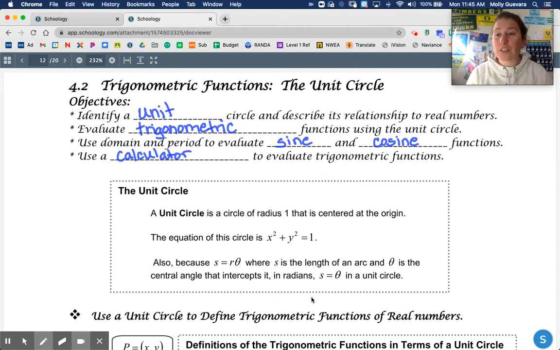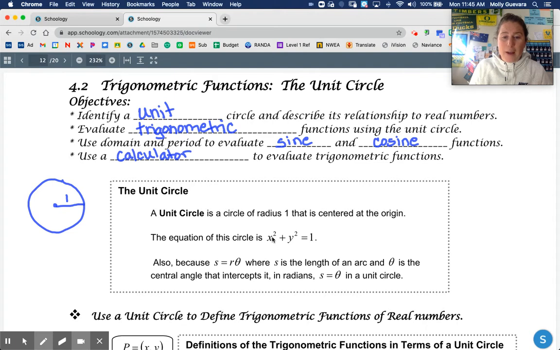Okay, so the unit circle specifically is a circle with radius of 1. Okay, so here's my terribly drawn circle. It's actually not so bad. And the radius here is 1. Okay, the equation of this circle is x squared plus y squared equals 1.